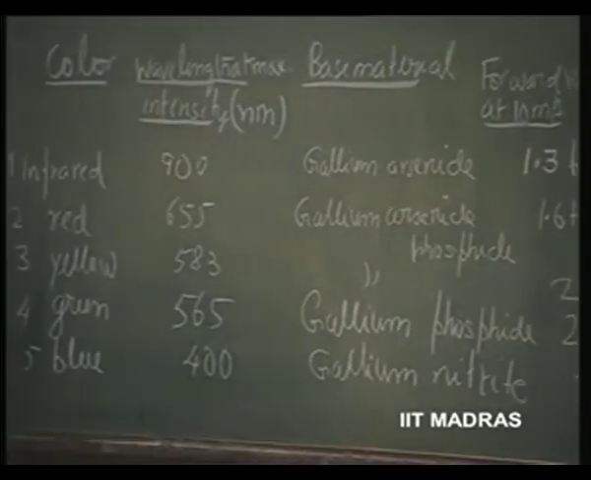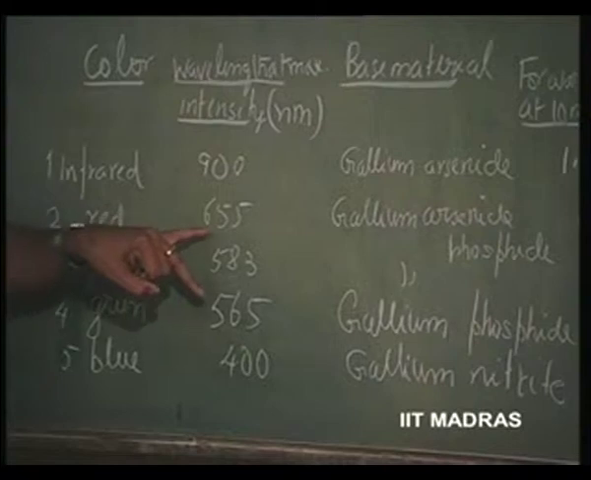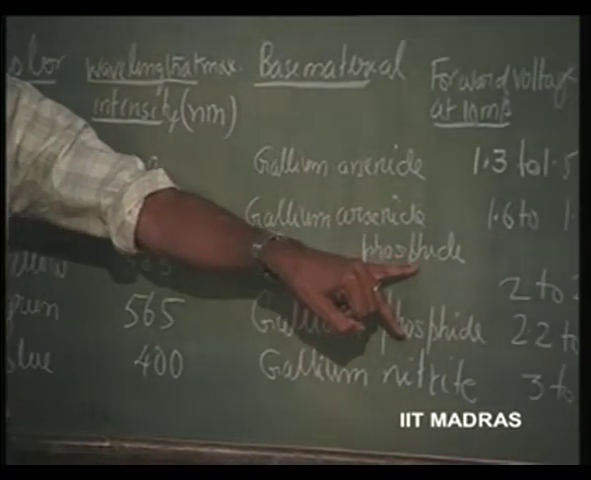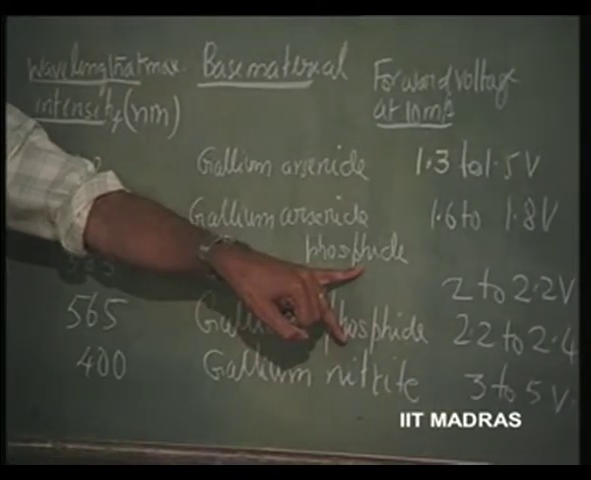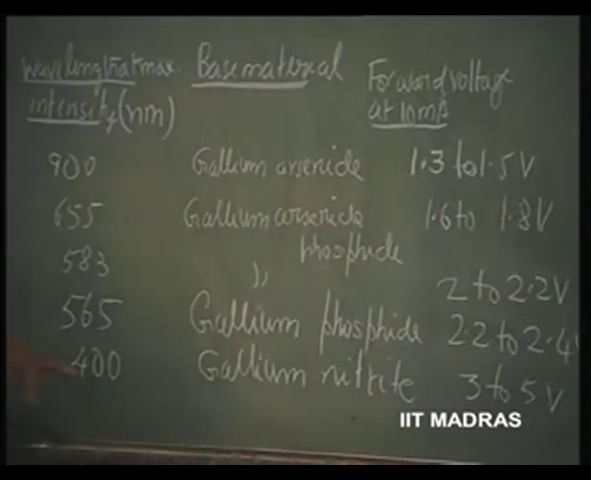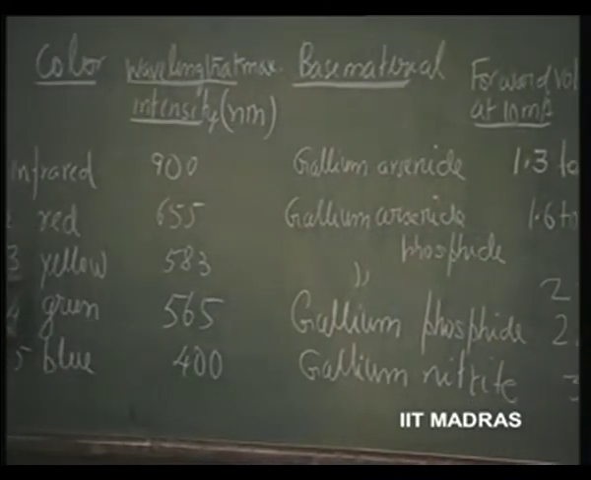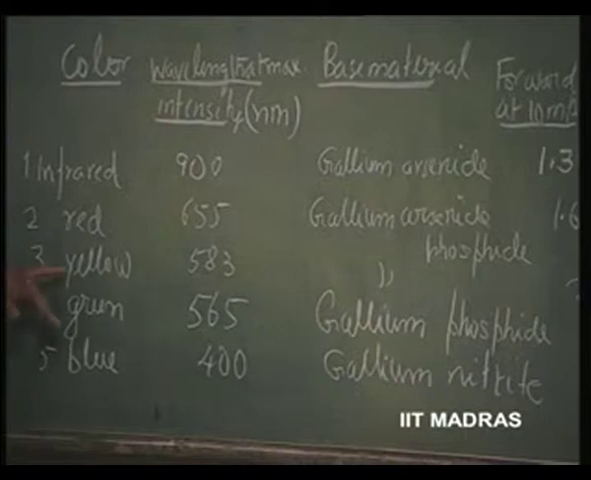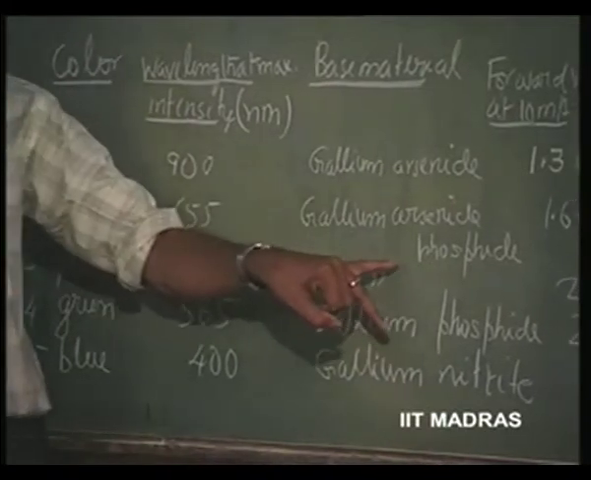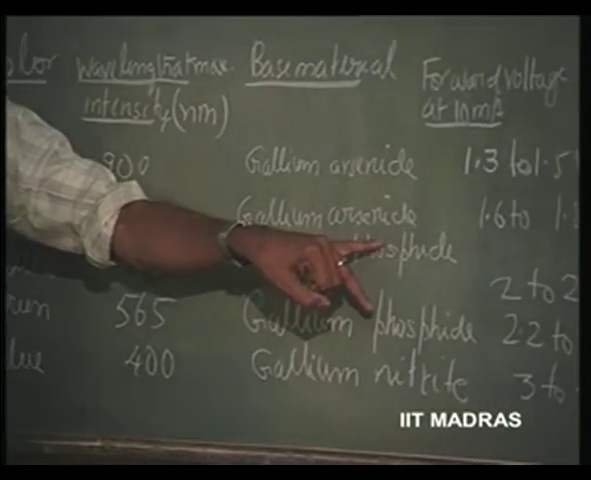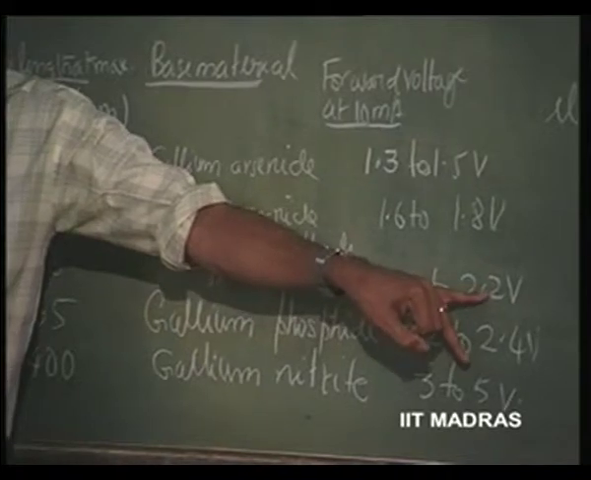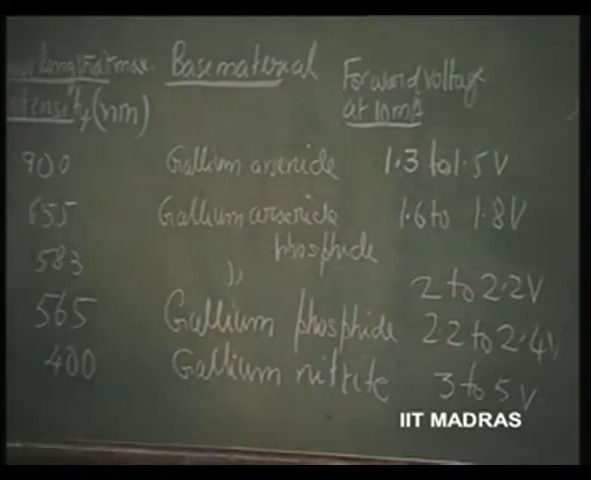Second, the red color: 655 nanometers, gallium arsenide phosphide is the material, 1.6 to 1.8 volts. Yellow color: 583 nanometers, again gallium arsenide phosphide, 2 to 2.2 volts is the forward voltage at 10 milliamperes.